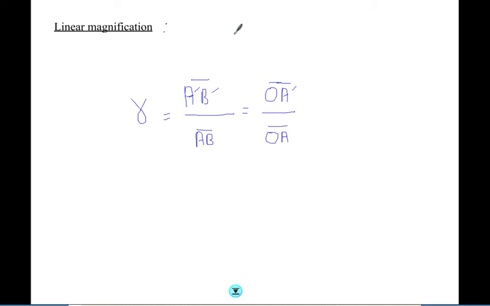Now the last formula, which is the linear magnification, is a formula that explains how large the image is related to the object. So this is a quotient between the size of the image divided by the size of the object. And so we have this line, meaning we have a sign. A prime B prime can be positive or negative, so can be AB, and this quotient is equal to OA prime over OA.